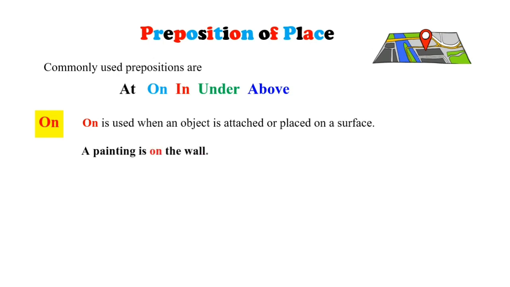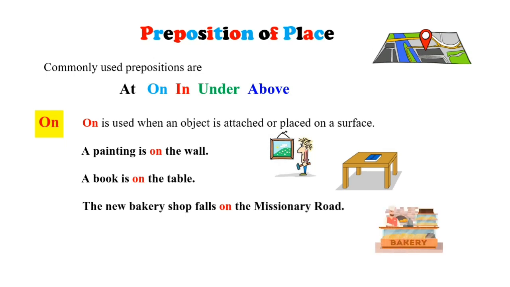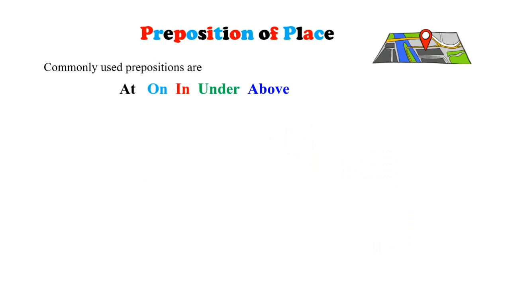A painting is on the wall. You can see here the wall, the painting is fixed on the wall. So here you can say the painting is on the wall. A book is on the table. The new bakery shop falls on the Missionary Road. We are going on the road, and Missionary Road is a particular area. On this Missionary Road, there is a bakery shop. So we can say here the new bakery shop falls on the Missionary Road.